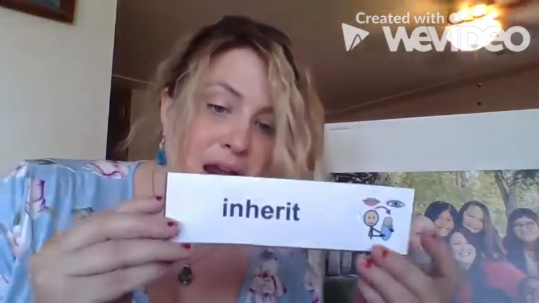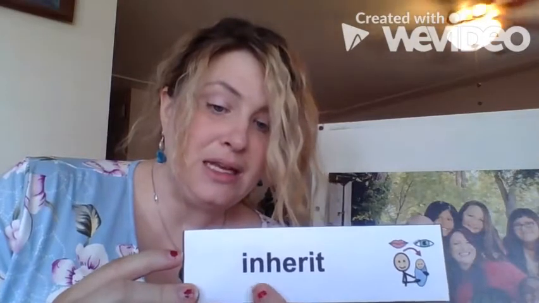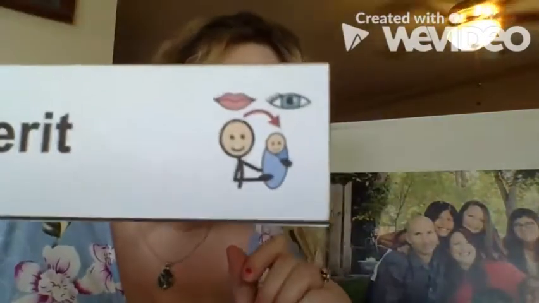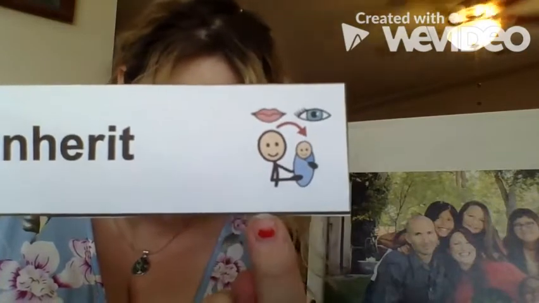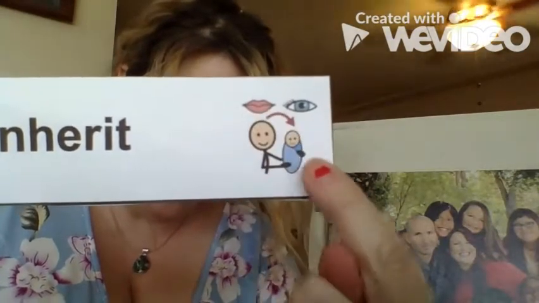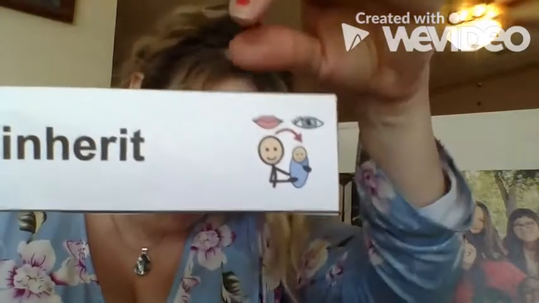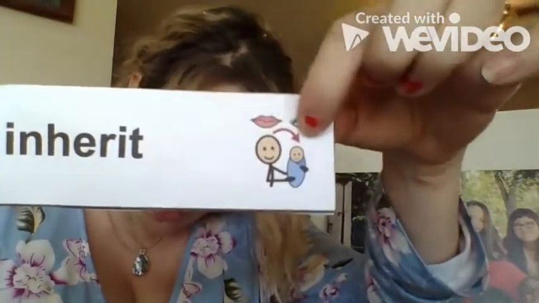Inherit. Inherit is spelled I-N-H-E-R-I-T. And inherit means to get from a family member. To get from a family member. If you look at this picture right here, there is a parent, probably a mother or father, and it's got a little arrow pointing to the baby. And then above the arrow is lips and eyes.